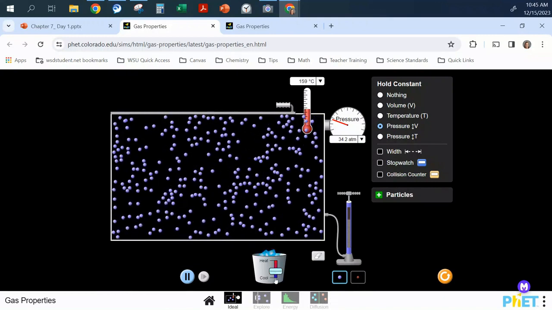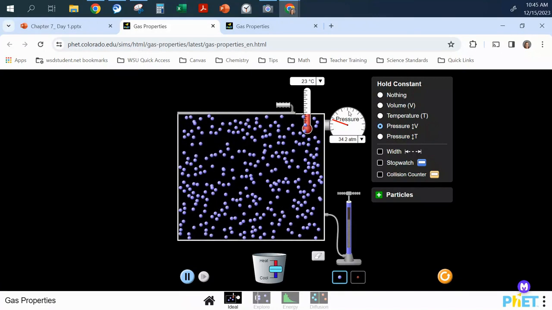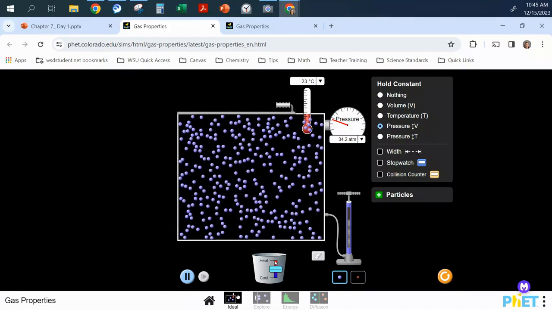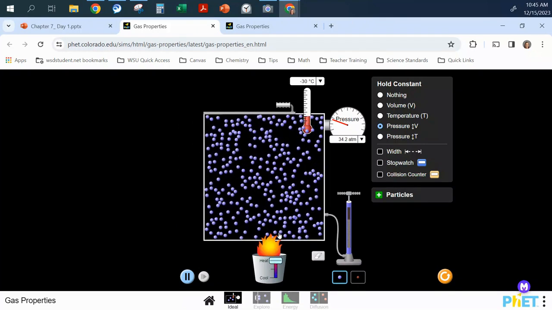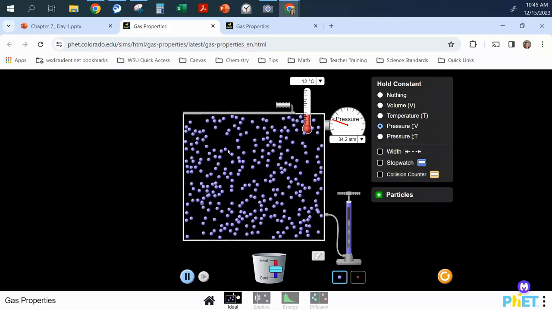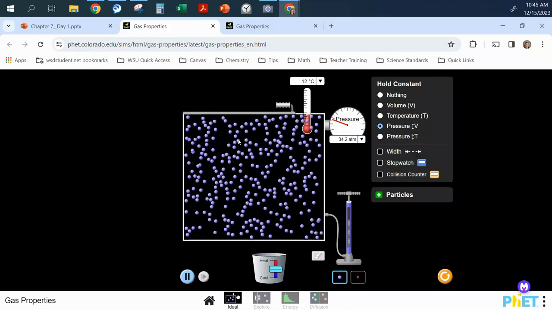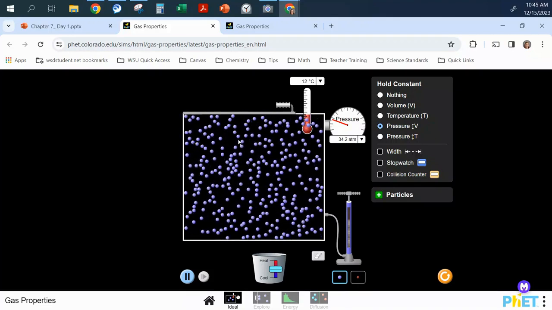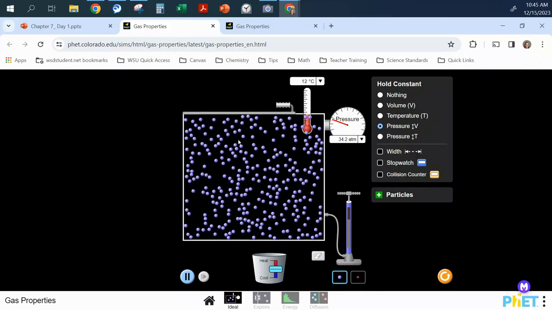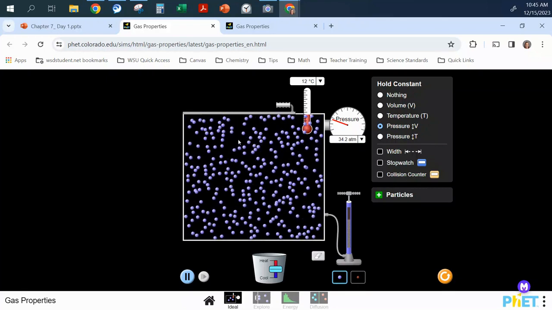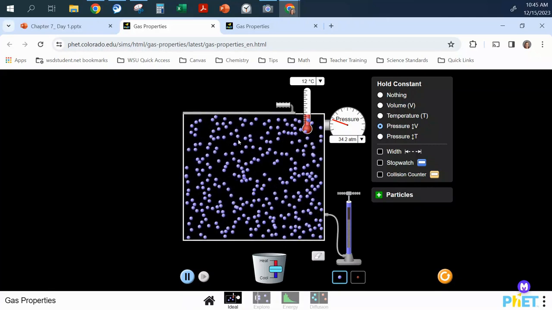What happens if we decrease the temperature and we're keeping the pressure the same? So the pressure is the same, but we're decreasing the temperature. So we need a smaller volume to keep the pressure the same. So if the temperature goes up and the volume goes up, that's if the pressure is the same. Okay. Pressure is constant.